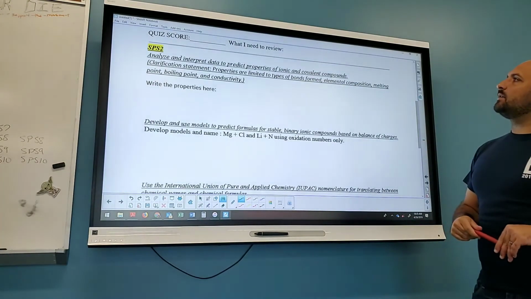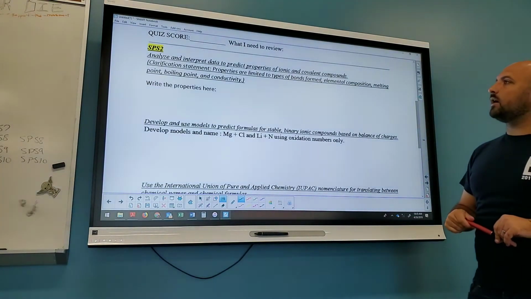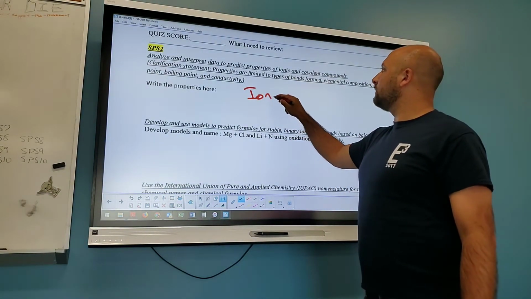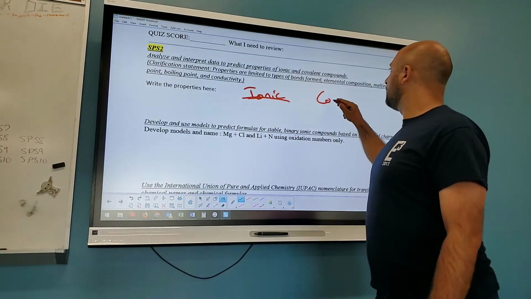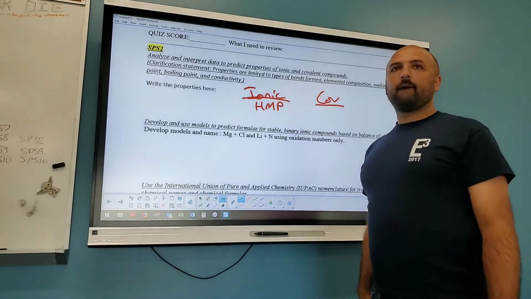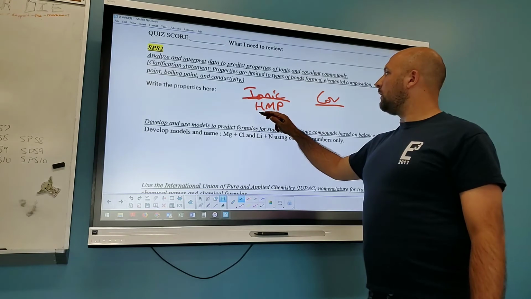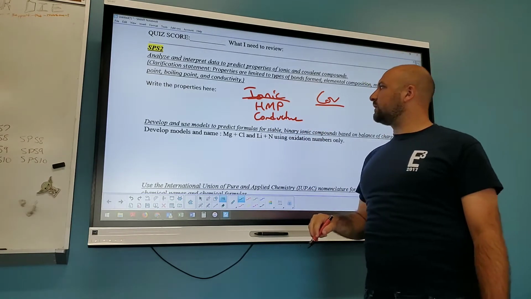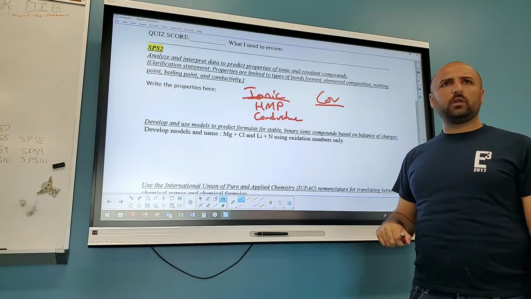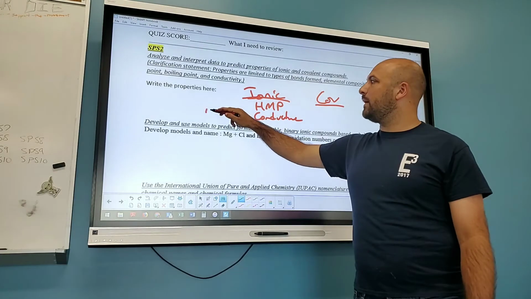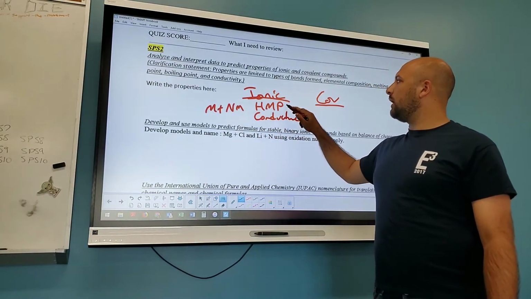Analyze and interpret data to predict properties of ionic and covalent compounds. Write the properties here. What are the properties of ionic bonds? High melting points, and highly conductive. High melting points, conductive, and high boiling points, I believe is the other thing. And they're also made up of a metal and a non-metal.